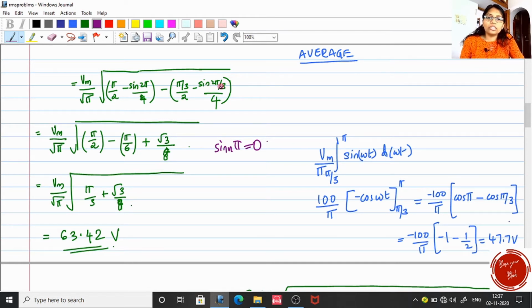So sin 120, you can check in the calculator, is root 3 by 2. Okay. So root 3 by 2 into 1 by 4 becomes root 3 by 8. And substituting pi value as 3.14, you can solve it in the calculator to get your RMS value as 63.42. Here Vm is 100. So your RMS value is 63.42.